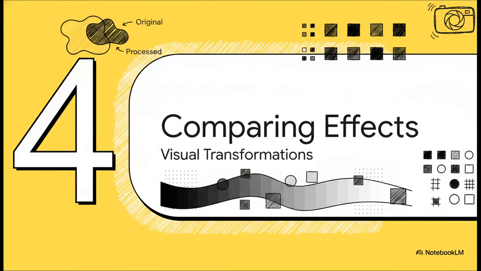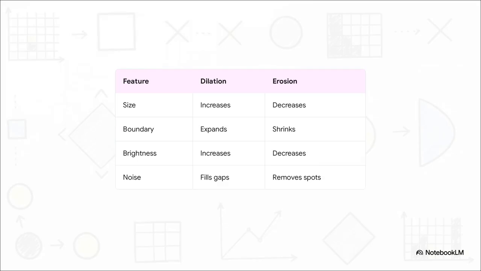Section 4. Comparing morphological effects. Let's take a quick pause to summarize exactly what these operations do. This table right here is our perfect cheat sheet. It clearly maps out the core effects. You can see how dilation increases object size and expands the boundary, while erosion decreases and shrinks it. But look closely at that third row, brightness.